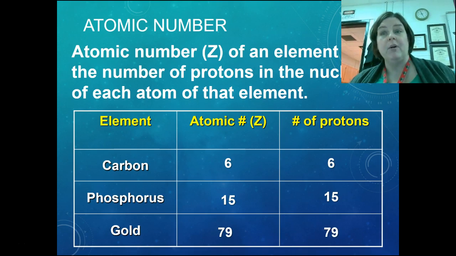If I know the atomic number, by the way, I can look that up on the periodic table. It's always there. The atomic number is always on the periodic table. On your periodic tables, the atomic number is in the upper left-hand corner. So we always will know the number of protons in an atom.